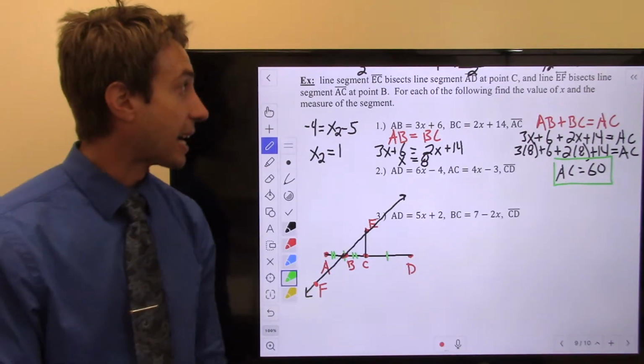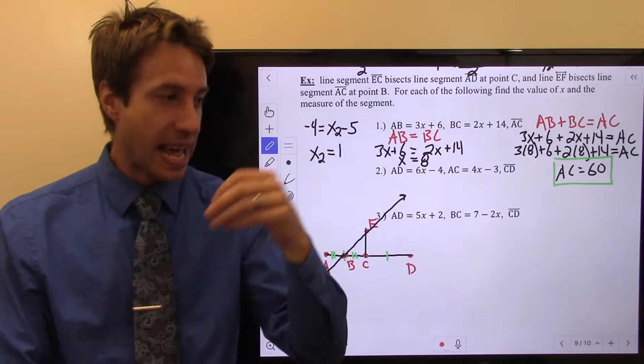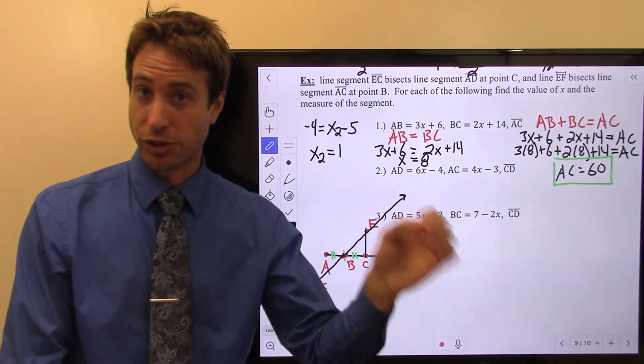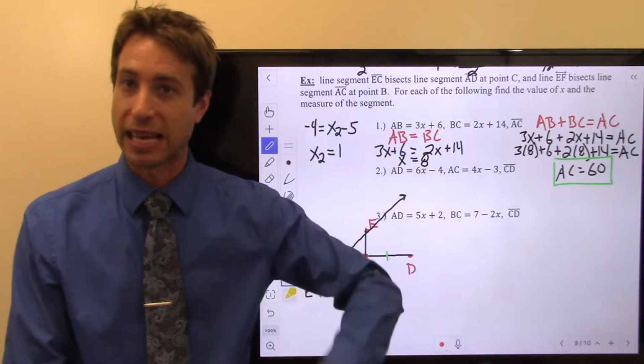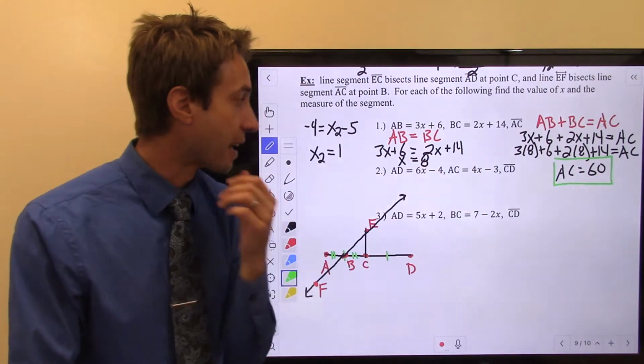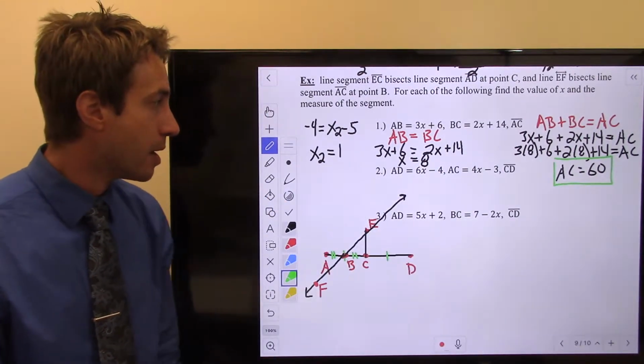Let's try another one. Again, using the description to draw a picture, and then I use the midpoint formula and the segment addition postulate to help me set up the problem that I then was able to solve to reach my final answer. All right, that's the way the geometry is going to work. We're seeing it over and over again.